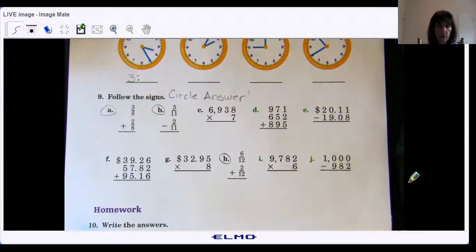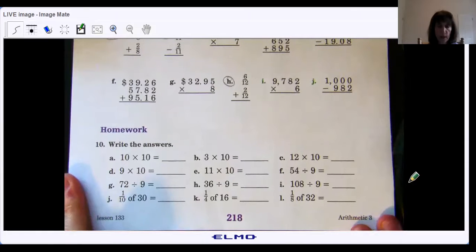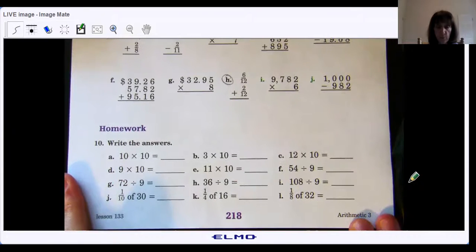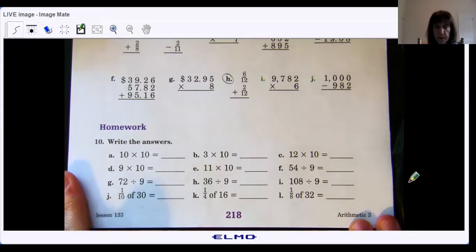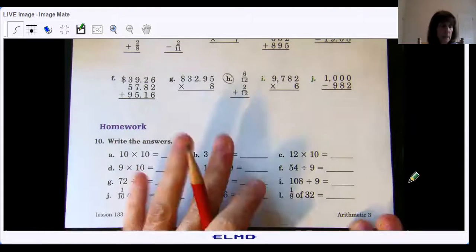All right, let's look at the homework, and you have a lot of practice there. You're going to be multiplying and dividing, and you're going to find 1/4 of 30, 1/4 of 16, 1/10 of 30, 1/4 of 16, and 1/8 of 32. You're on your own here, okay, because I'm going to be grading this. All right, that's the lesson for today, boys and girls. I hope you enjoyed it.